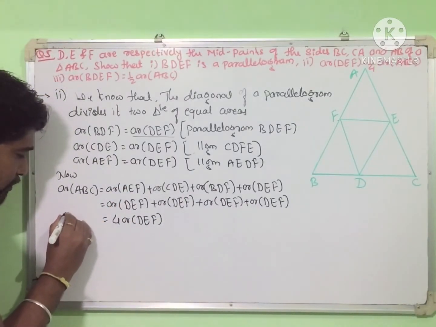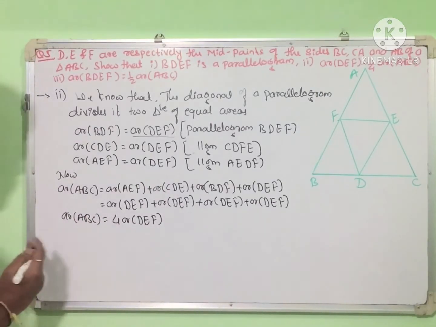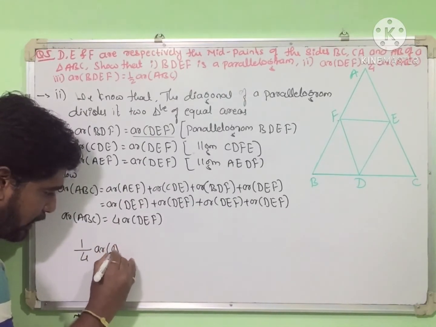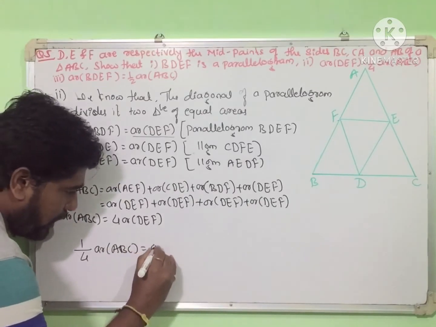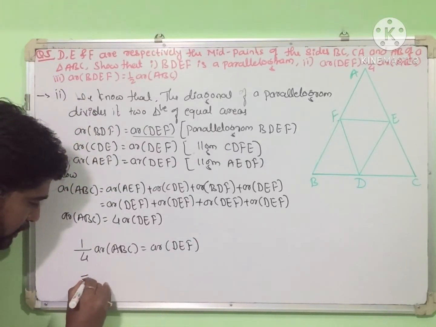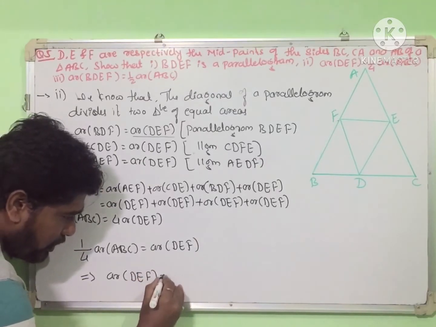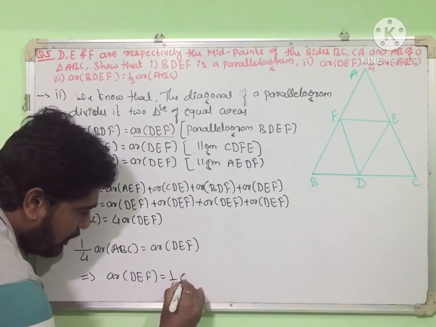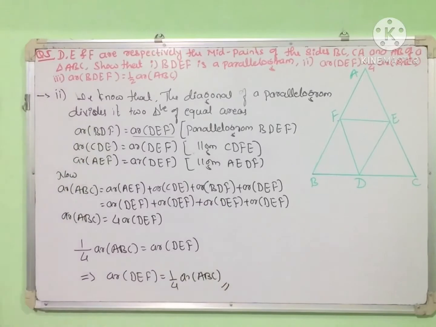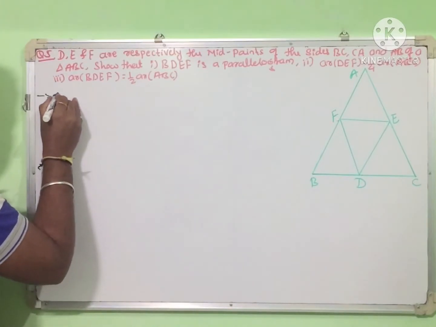So this side we have area of ABC. So 4 comes this side and becomes a division. So 1 by 4 area of ABC is equal to area of DEF, right? So this implies area of DEF is equal to 1 by 4 area of ABC. Hence proved. So this one is the second one. So well students, next the third one.